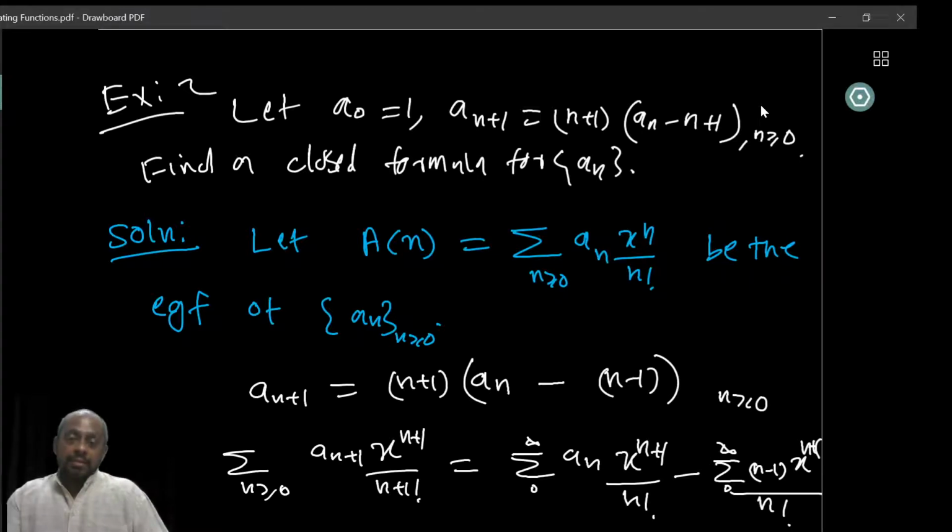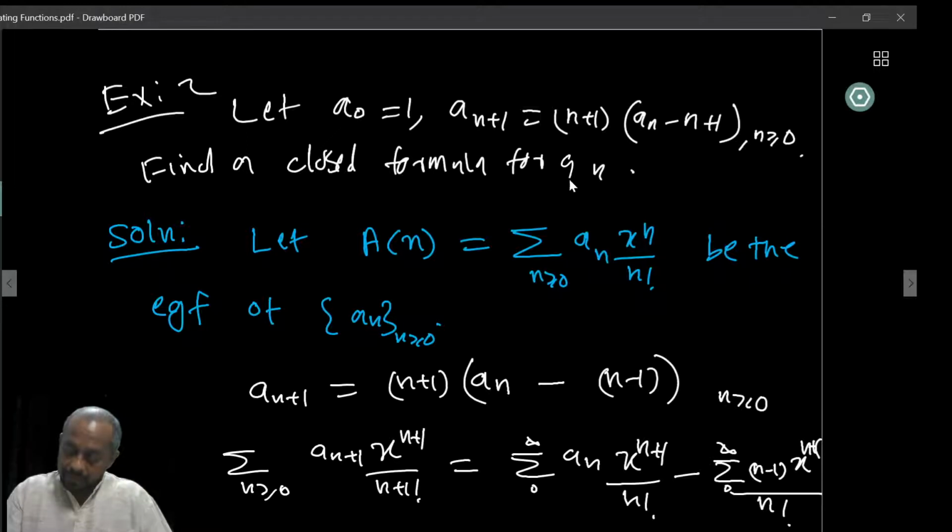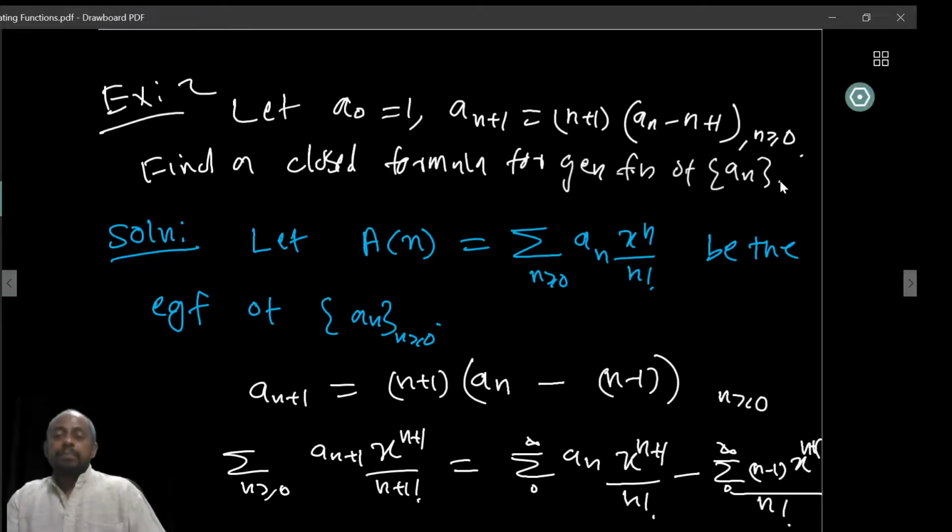Or generating function of sequence A. Now, so what is the solution? Well, we define the exponential generating function as A(x) equal to summation a_n x raised to n by n factorial.